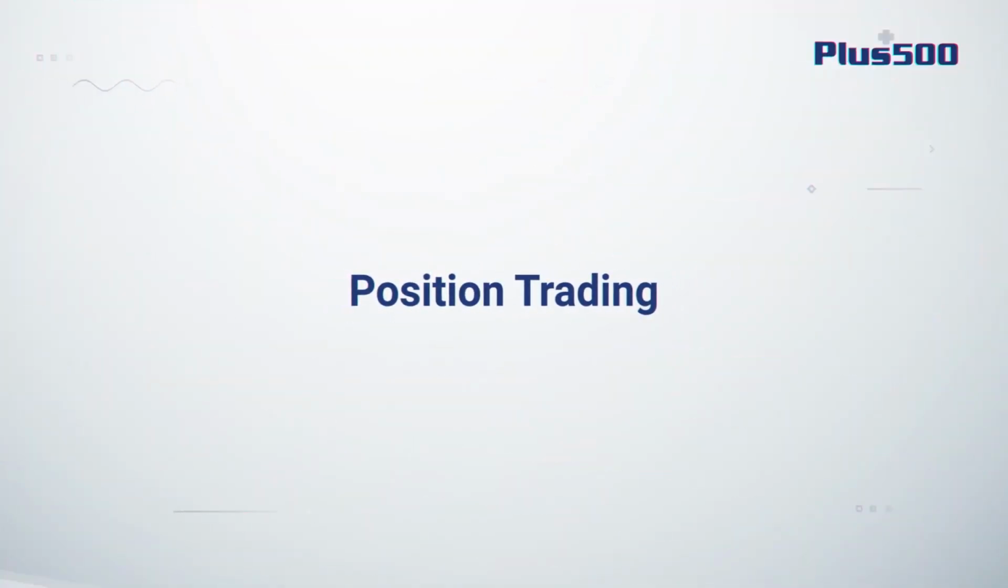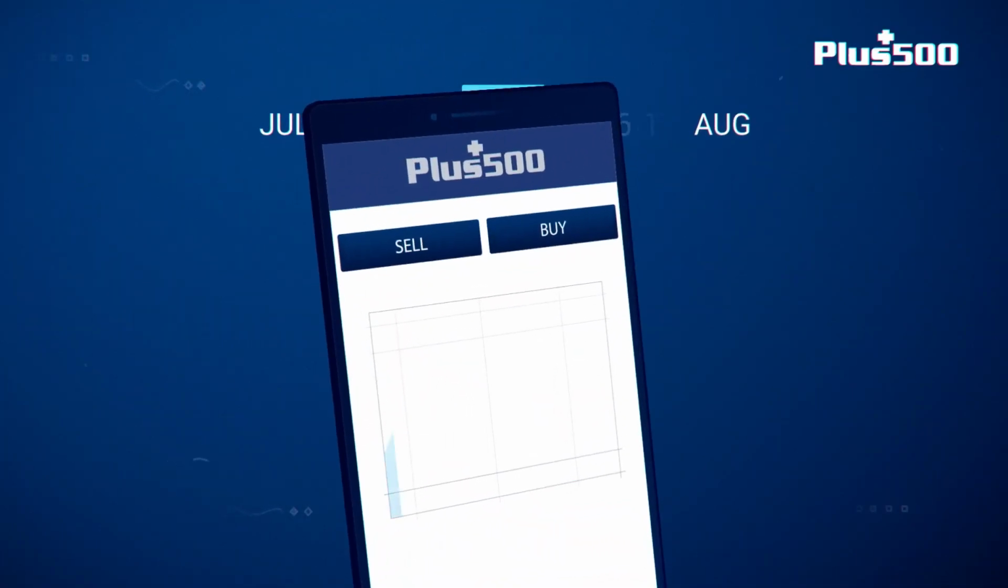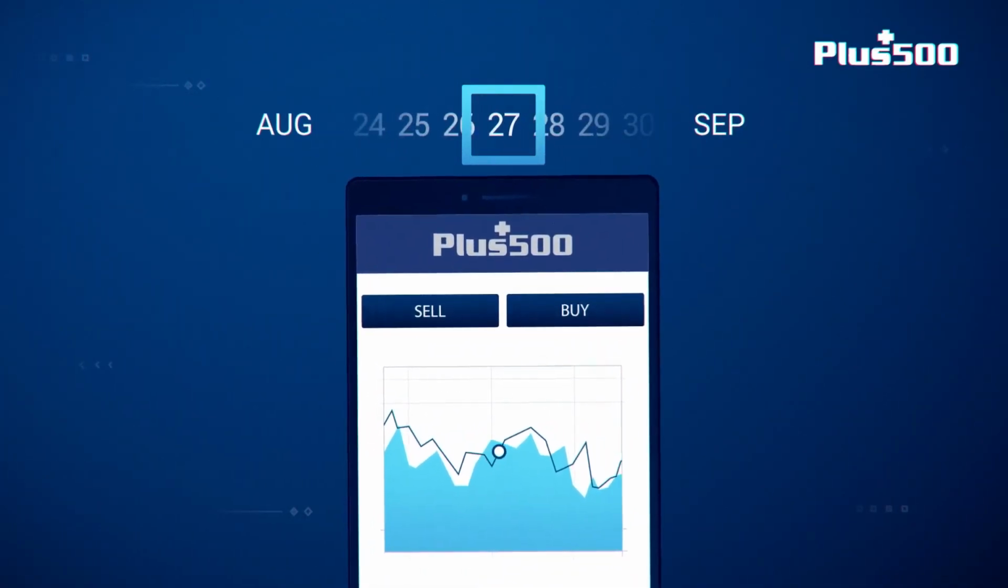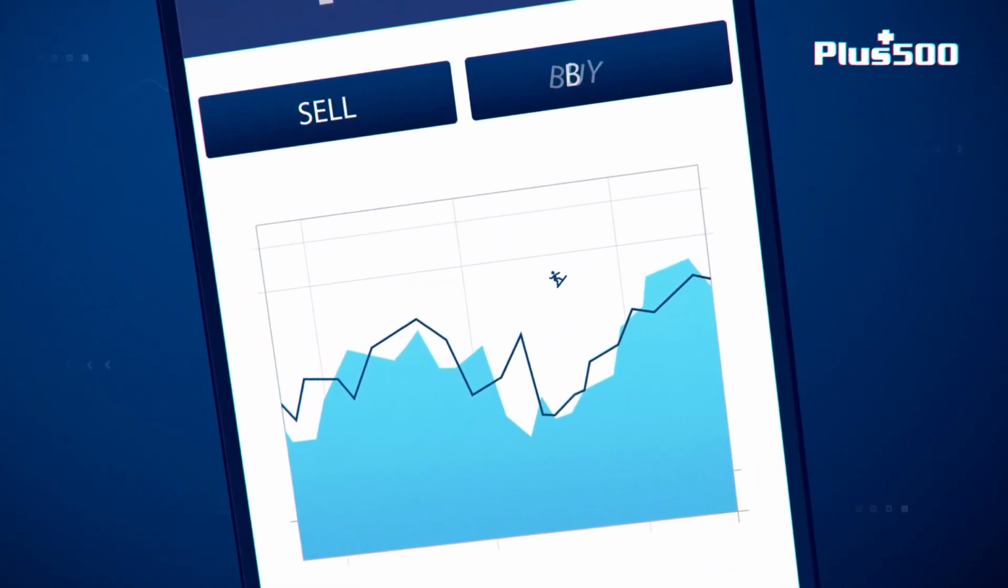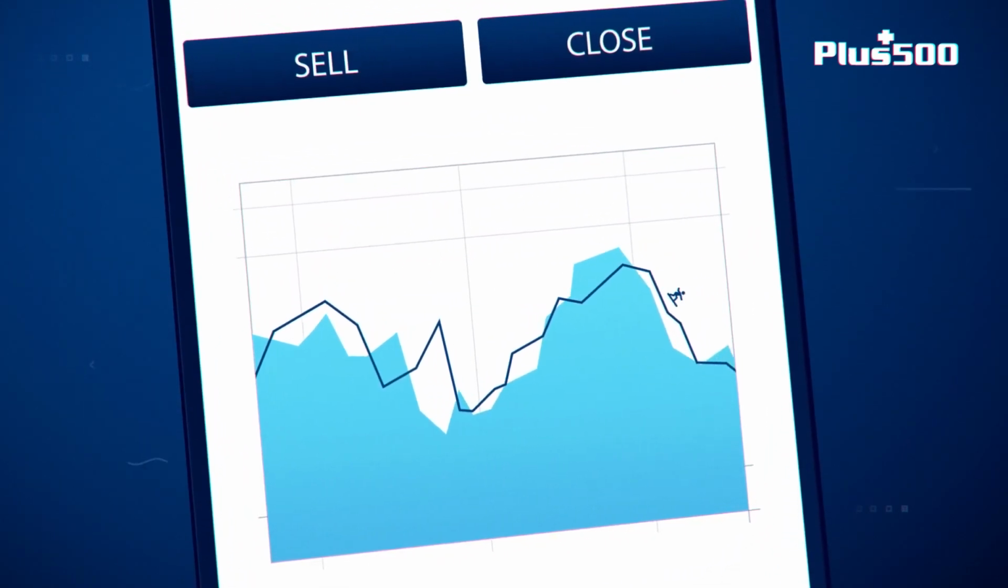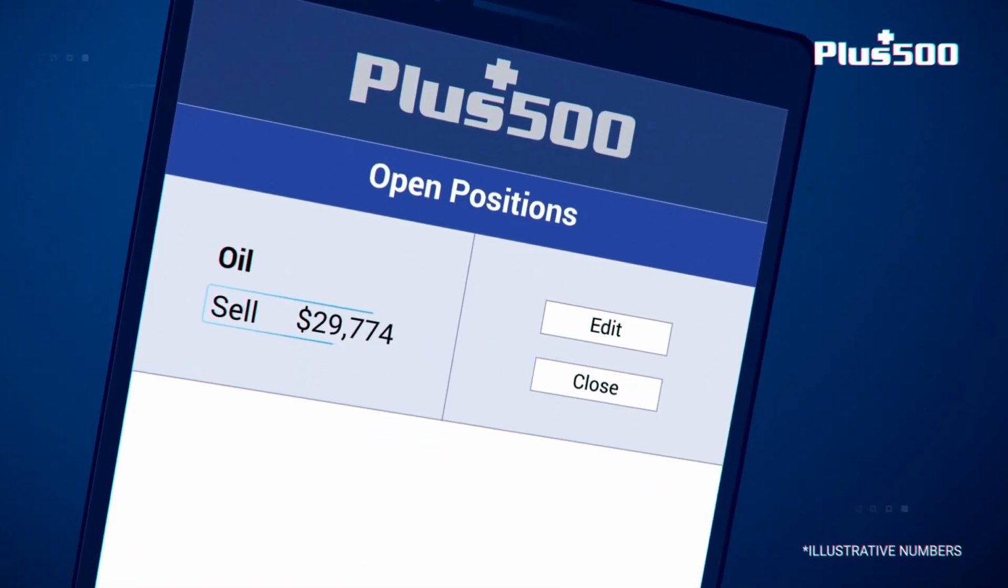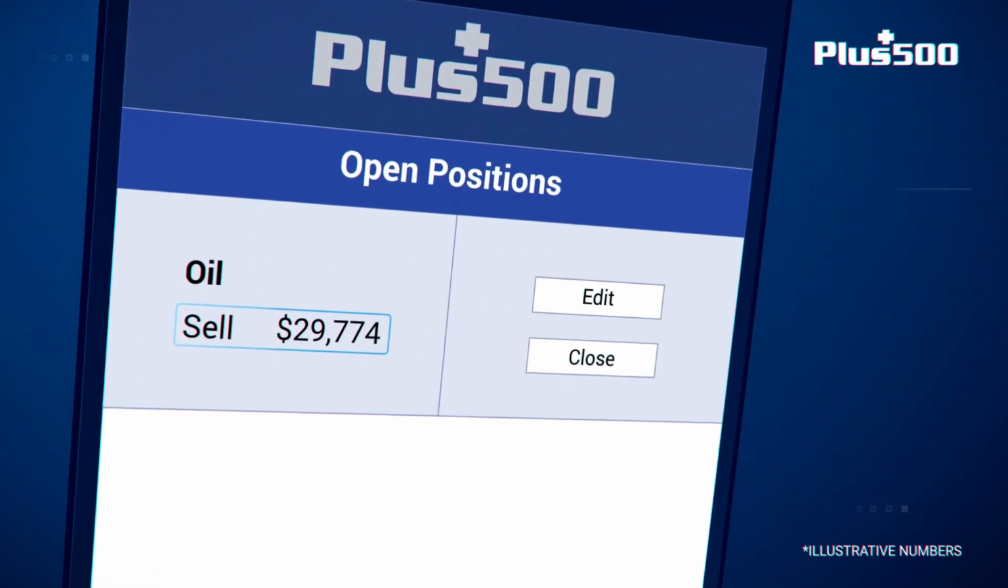Position trading, on the other hand, is a strategy for longer-term holding periods such as days, weeks, or even months. The objective is to profit from a continuing uptrend or downtrend, almost like riding a wave. Position traders tend to open a smaller number of higher-value trades.